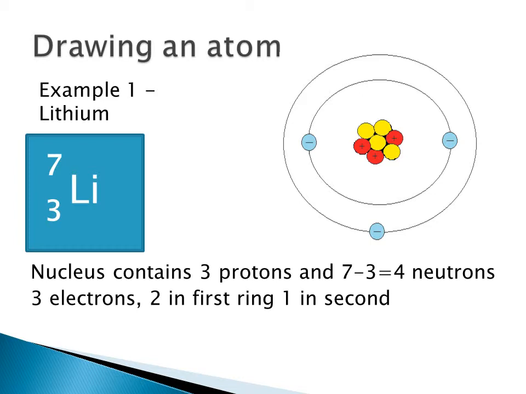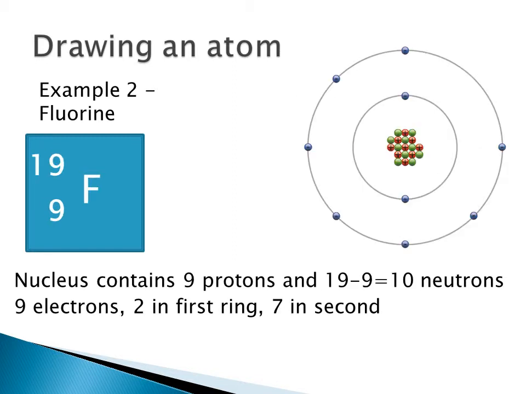Okay, now what if the atom is much larger than a lithium? So this is fluorine. Now things are starting to get a little bit complicated here. We've got 19 particles in the nucleus. So we'll do this one the hard way, and the next time I'll show you the easy way.